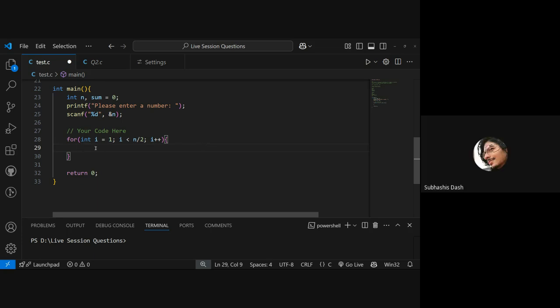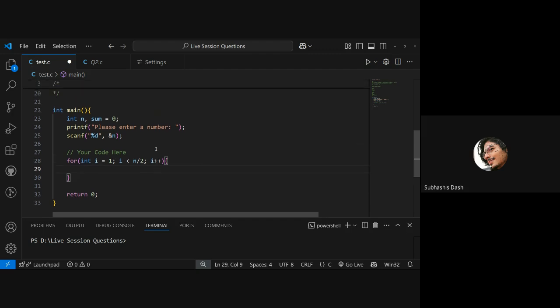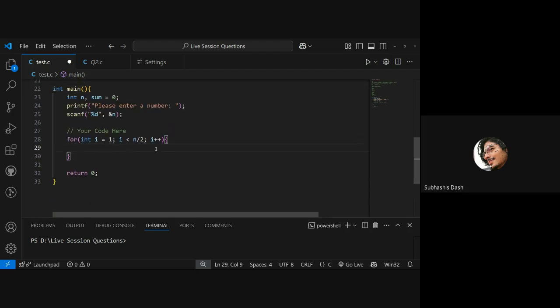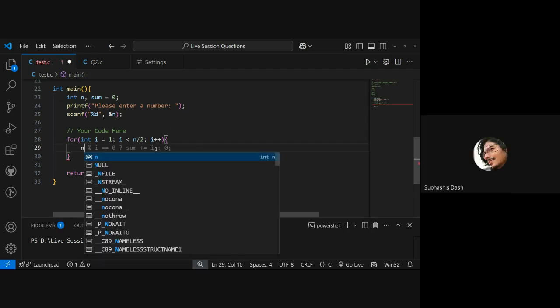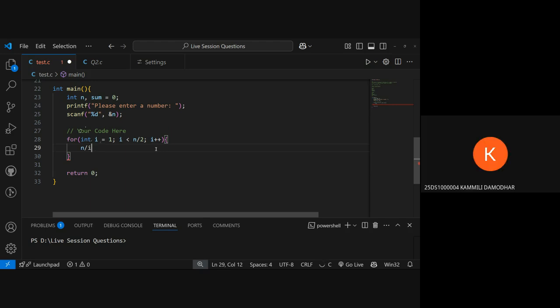So can you guys just tell me what I have to do over here? We just need to simply divide by i. Okay, so n divided by i, you're telling. That equals to. So we need an if condition over here, right? Yes.